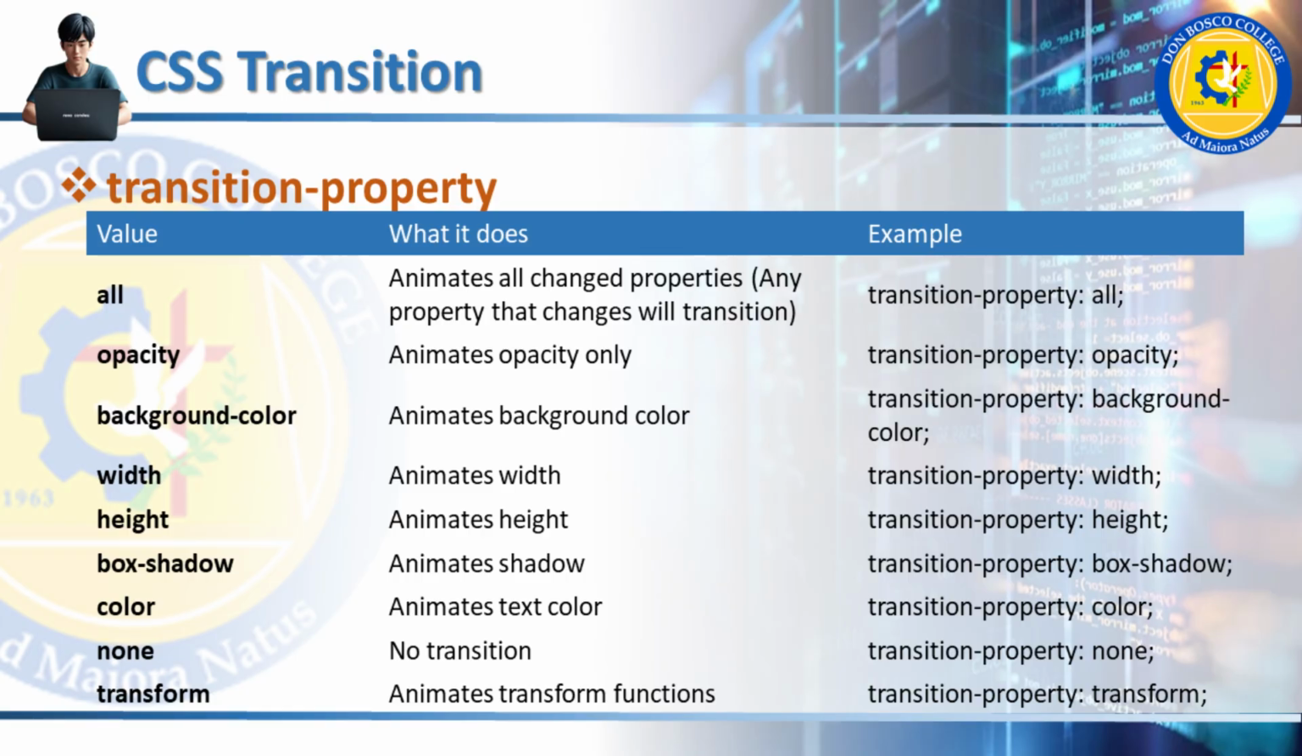For example, opacity animates only the element's opacity. Background color animates the background color. Width animates the width. Height animates the height. Box shadow animates the shadow effect. Color animates the text color. And transform animates transform functions such as scale or rotate. If you use none, no transition will occur. These properties are commonly applied when using the hover pseudo class.